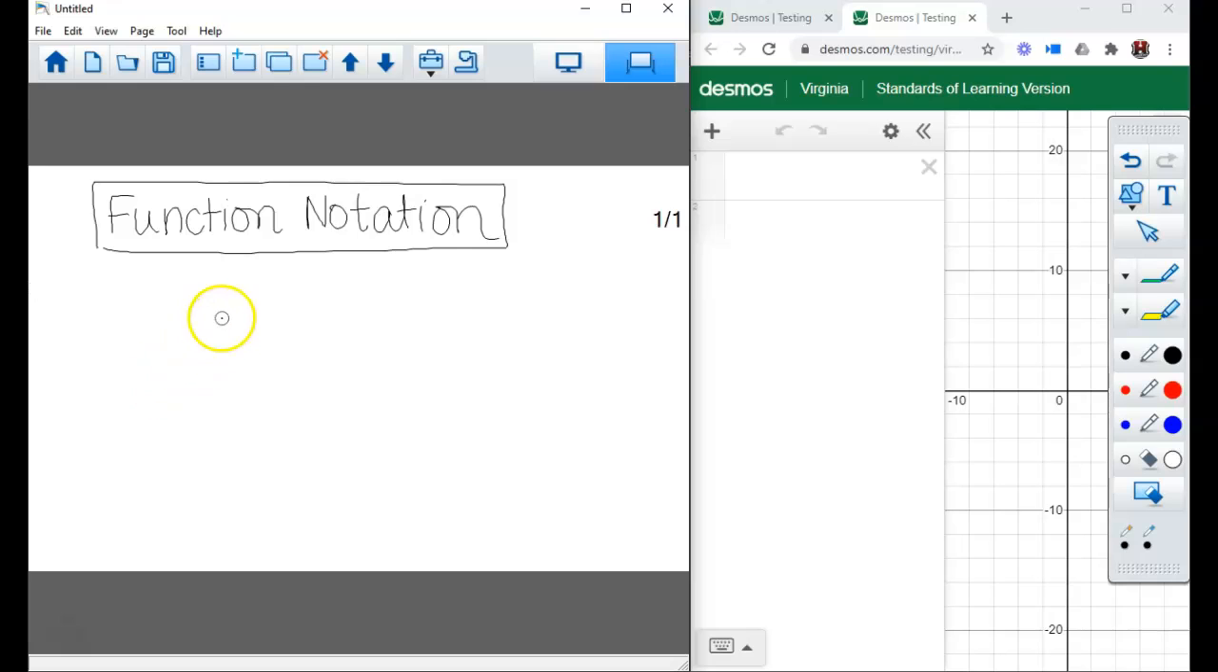When we talked about function notation yesterday, you learned that function notation relies on this statement. And remember what this says. This says that a function of x equals y. So a function of x equals y. Or remember, you can say f of x equals y.